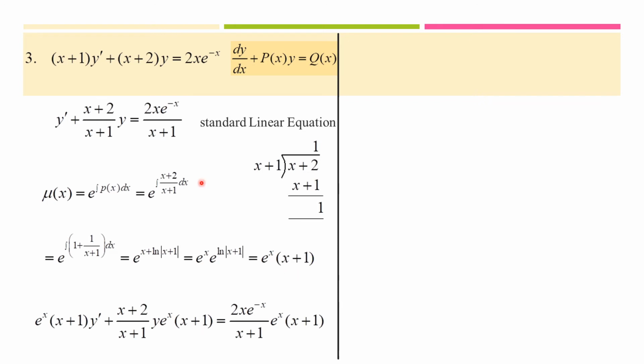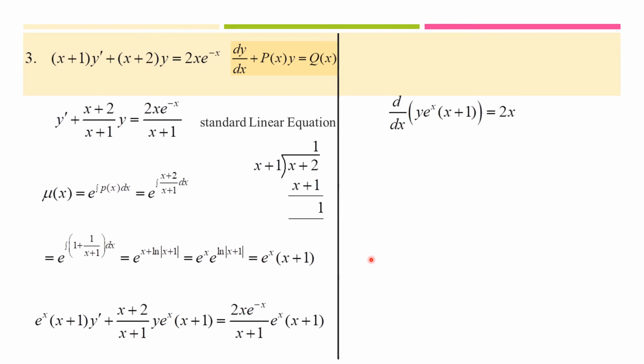Multiply the standard linear equation by the integrating factor. So the first term we get y prime multiplied by the integrating factor e to the power of x times x plus 1. For the second term, x plus 2 over x plus 1 times y multiplied by the integrating factor. On the right hand side, 2x e to the negative x over x plus 1 multiplied by the integrating factor. Now the left hand side may look a bit complicated, but actually the whole expression is equivalent to d/dx of the product of the dependent variable and the integrating factor.